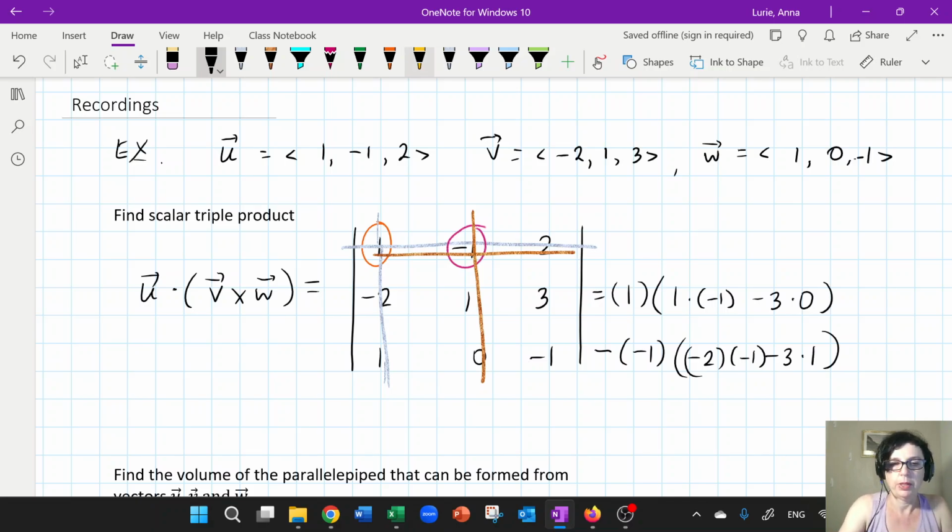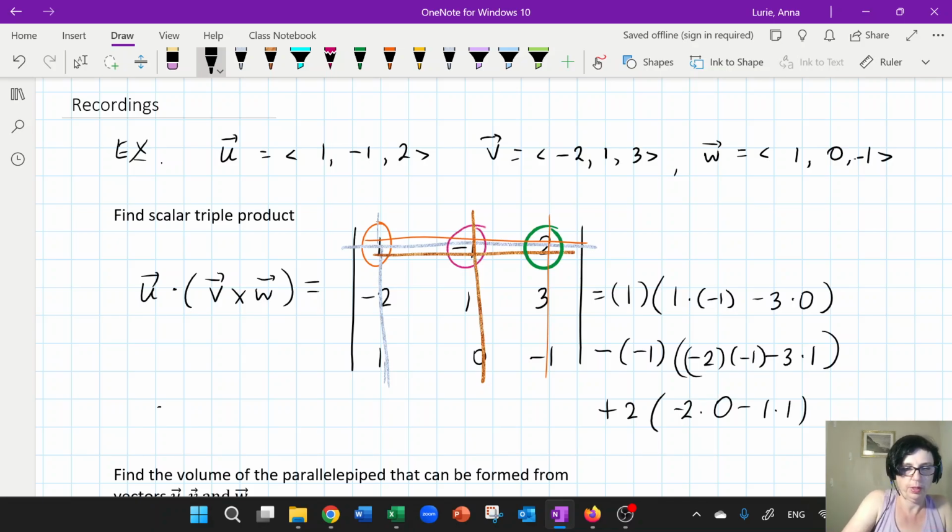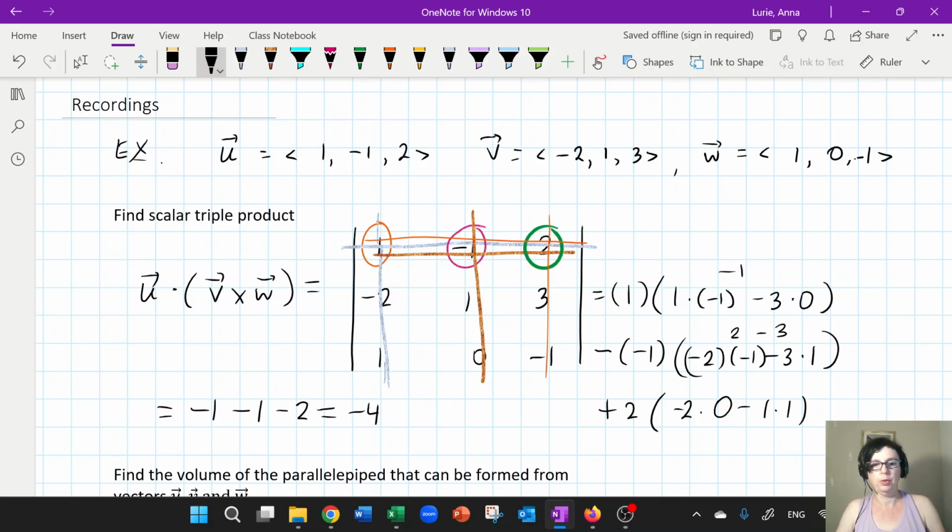And then finally, we take the last element. So we take this one right here. We cross out the row and the column where this one is, and it's usually a mess by the time we get to this one. So this will be +2, and so we get the -2 times 0, subtract 1 times 1. So let's see if we can simplify that. So this right here would be -1. So this is +2 minus 3, that's -1. And I got multiply that by -1, that's +1, but then we have a minus. So that's another -1. And then this is just going to be -1 times 2. So that's -2. So looks like the scalar triple product is equal to -4.